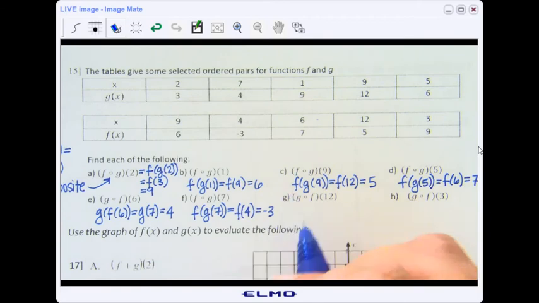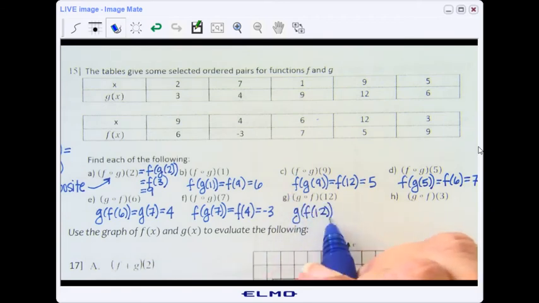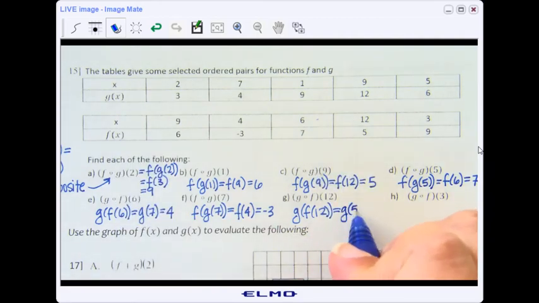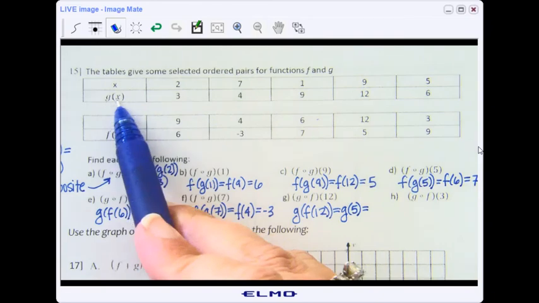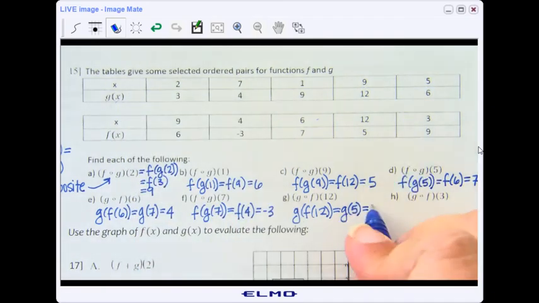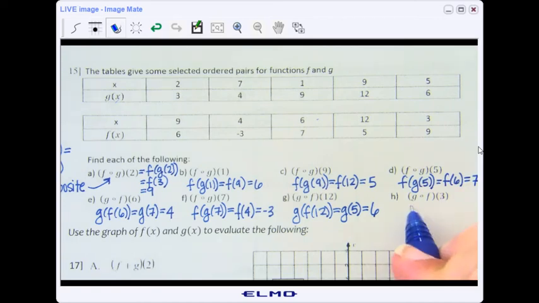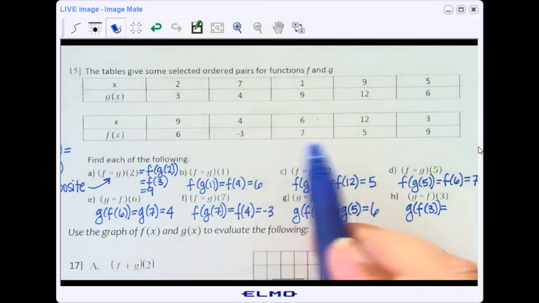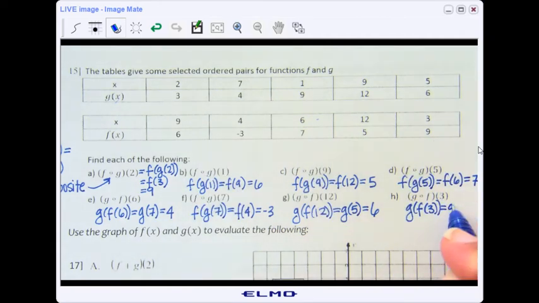G of f of 12. So I find f of 12 to be 5, and I'm looking for g of 5. G of 5 is 6. And in the last one, I'm finding g of f of 3. So f of 3 is 9, and I'm finding g of 9. G of 9 is 12.